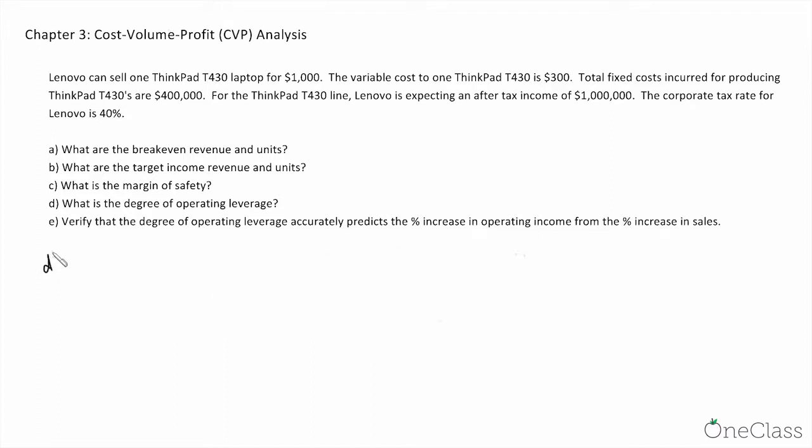Question D, operating leverage. So to calculate operating leverage, there are three methods. One of them is total contribution margin divided by net operating income. The second one is fixed cost divided by earnings before tax altogether plus 1. Third one is 1 divided by the margin of safety percentage. I will show you the calculation with all three methods just to show you that all three will give you the same answer.